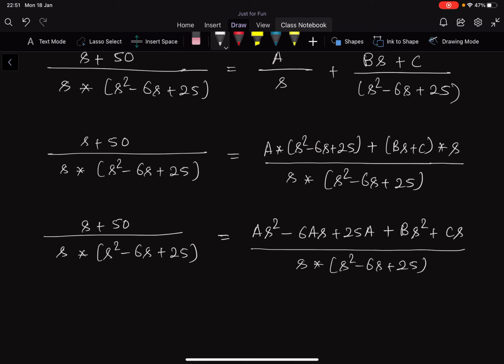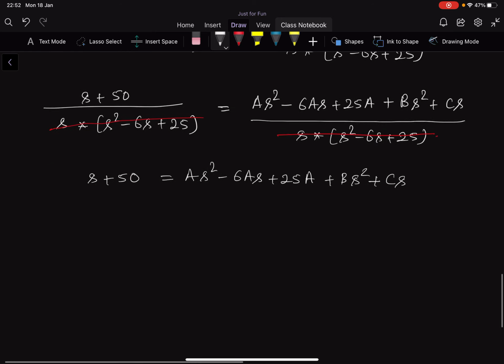Now one thing you can see here, since this left hand side must be equal to your right hand side, this value and this value can cancel out each other, they are the same, and the leftover on the left hand side is going to be s plus 50, which equals a s square minus 6as plus 25a plus b s square plus c s.